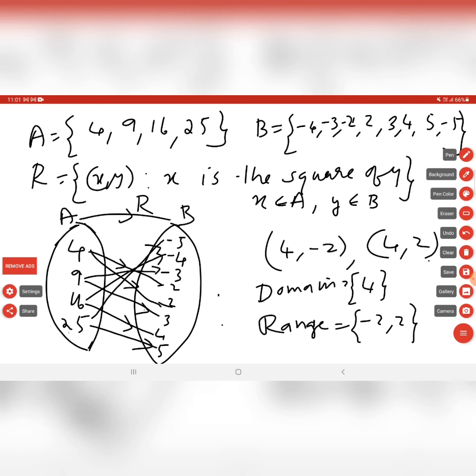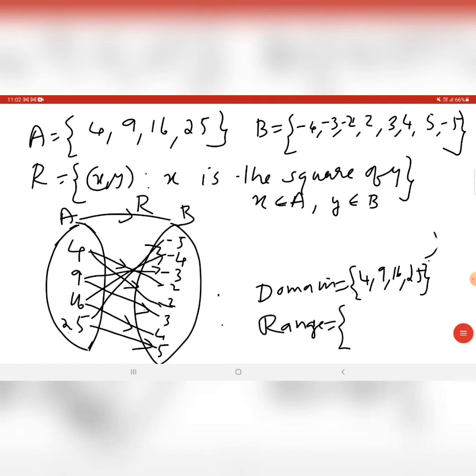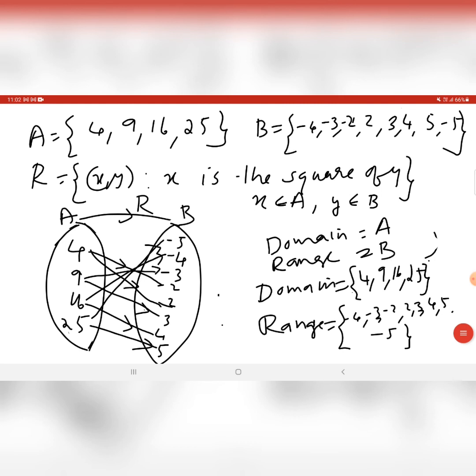So what is the domain? Domain is equal to set 4, 9, 16, 25, all are related to an element in B. So domain becomes 4, 9, 16, 25. Then range means a set of all elements in B, that is minus 4, minus 3, minus 2, 2, 3, 4, 5, then negative 5 also. Or we can say that domain means A, that set completely, and range is equal to set B completely.